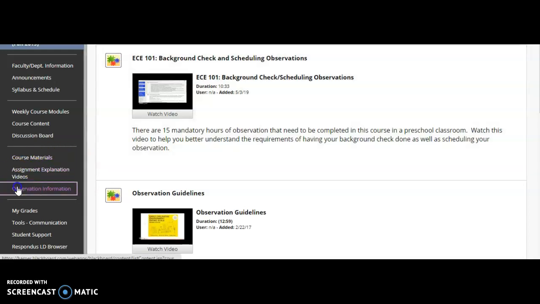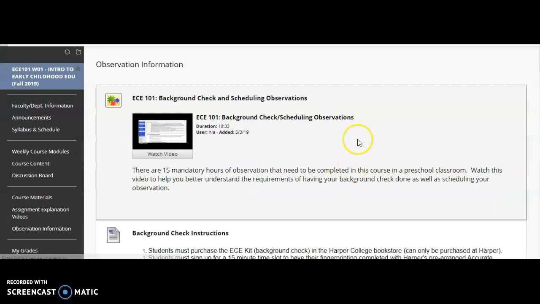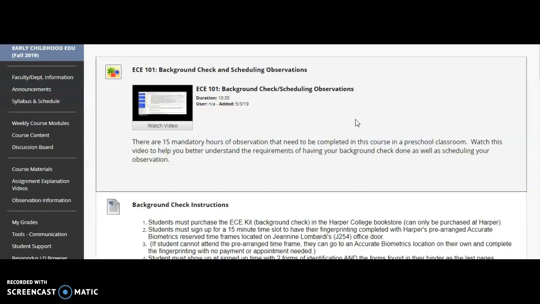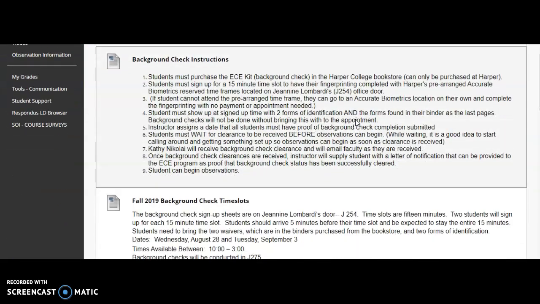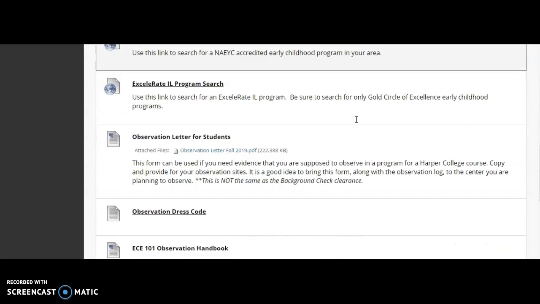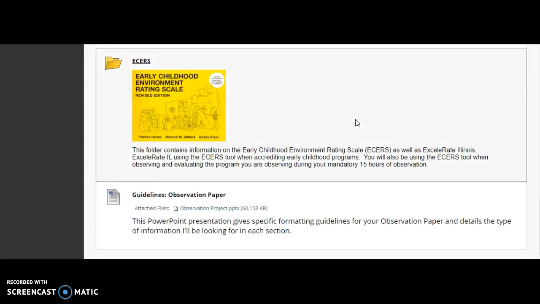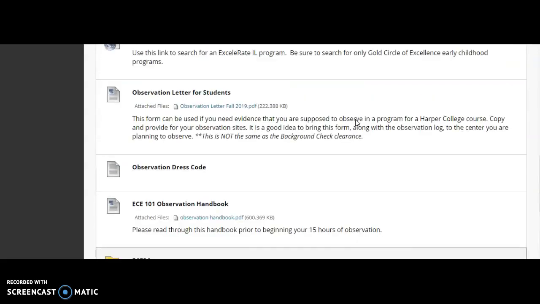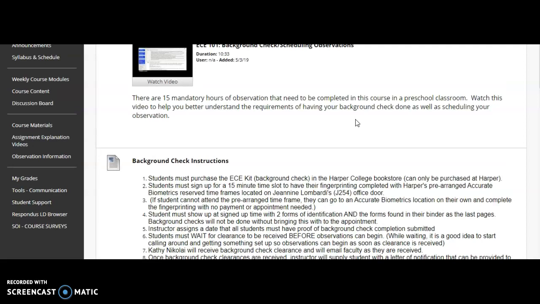And then the observation information link here, there's a lot of information that the students can just click on that link. Anything that they need to find about that observation requirement, the students have to complete 15 hours of observation. Any information from scheduling their observations to getting their background checks done, to how to find a place to observe at, all of that information is right here, and so students can find that information right there in one stop for that assignment as well.